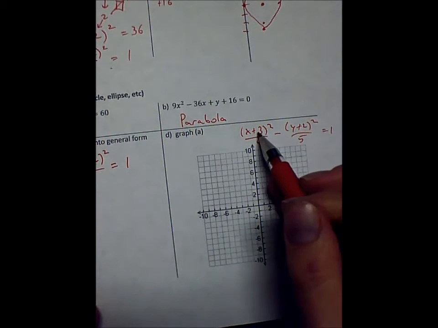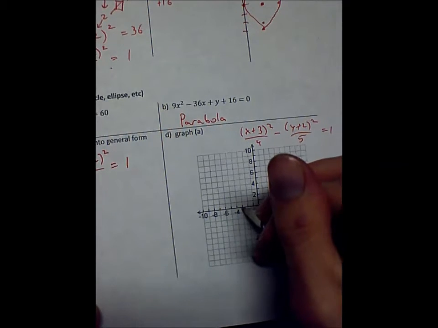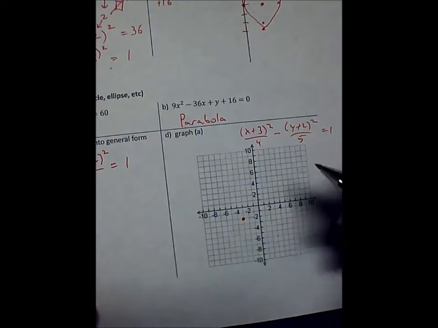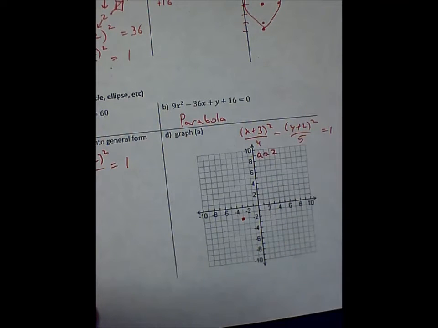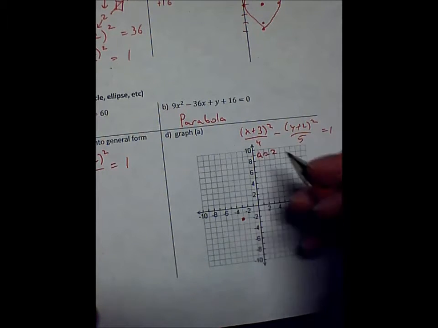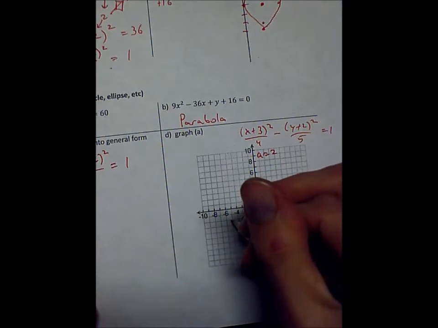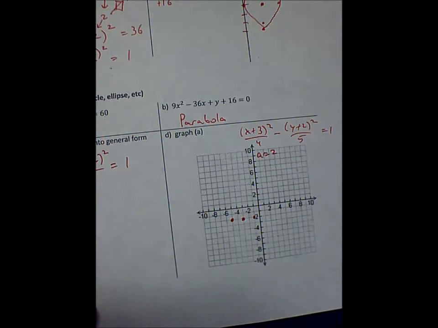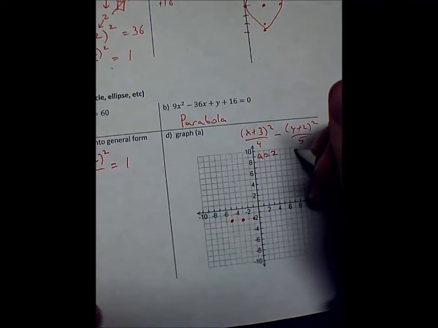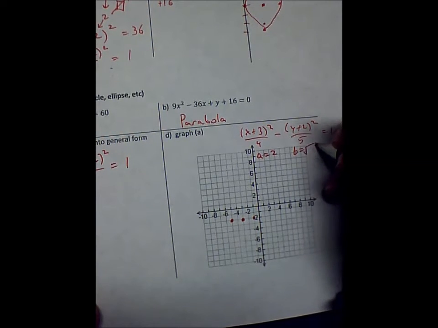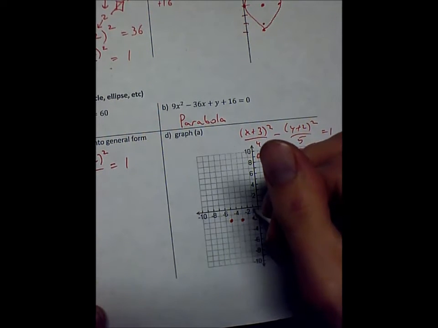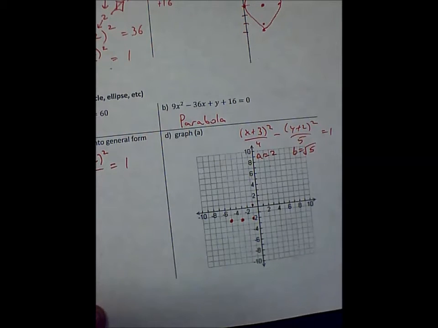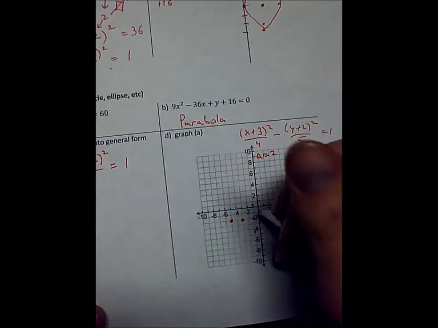Let's start with the center. It's at -3, -2. And now we use the positive side as a. So a is 2. And since it's underneath the x, we count in the x direction. 2 that way, 2 that way. Those are our vertices. Now, b here is going to be not 5, but the square root of 5, which is about 2.2. So for those values, we count up not from the center like we do in the ellipse, but from the vertices. So up and down 2.2.